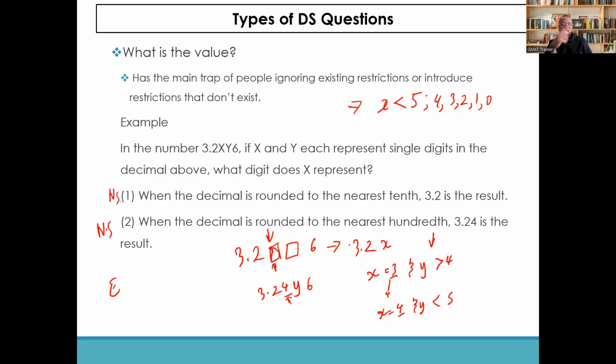So this is how the two types of questions will behave. For any DS question you get, you'll have to first determine: is it a yes/no question, or is it a what-is-the-value question? Once you know those two, you'll know what kind of answers you're looking for, either a consistent answer or just a single value. And you'll see more of them in your practice.